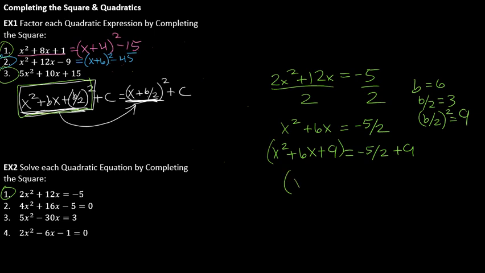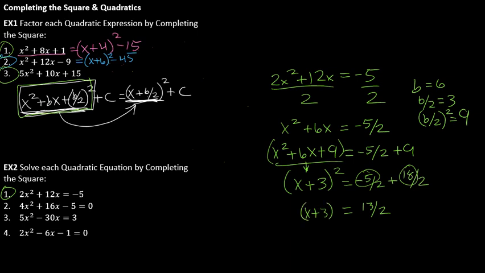I'm going to have x plus b over 2, which is 3, all squared. This factored into this, right? This factored into this. And that's equal to -5 over 2 plus 9, which let's go ahead and make into a common denominator. So this will be 18 over 2. And we're going to have, so -5 plus 18, that's going to give me positive 13 over 2 is equal to x plus 3 all squared.